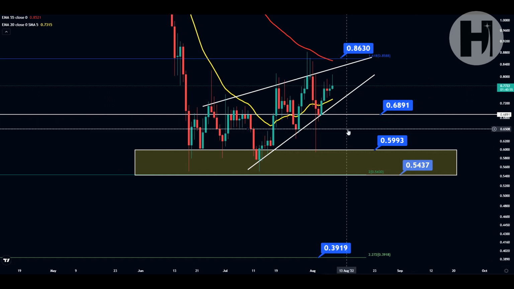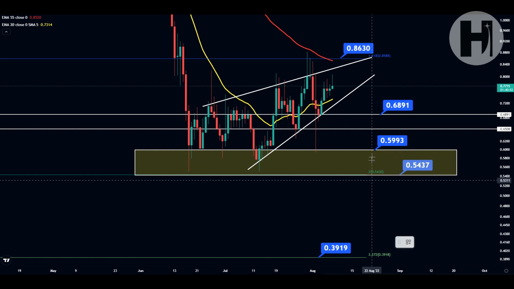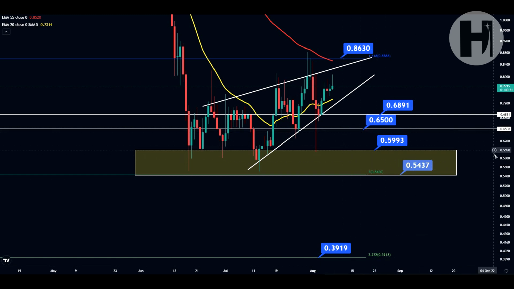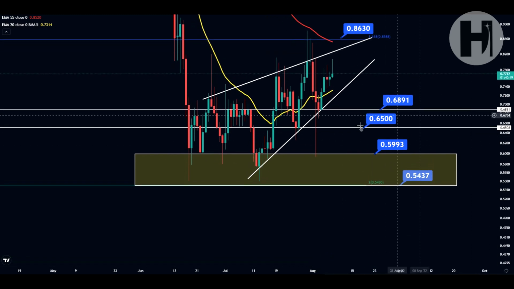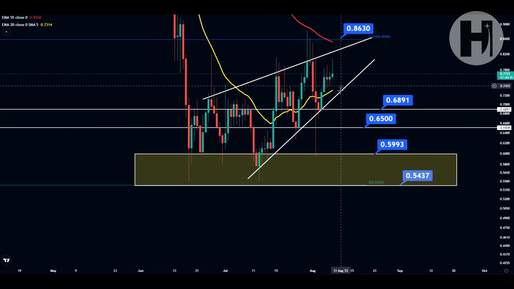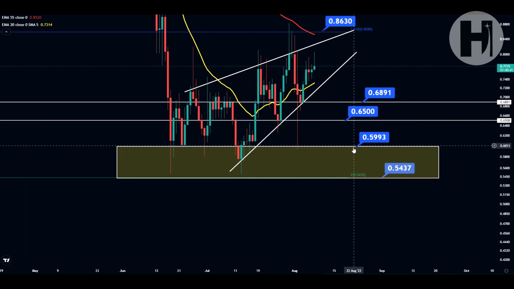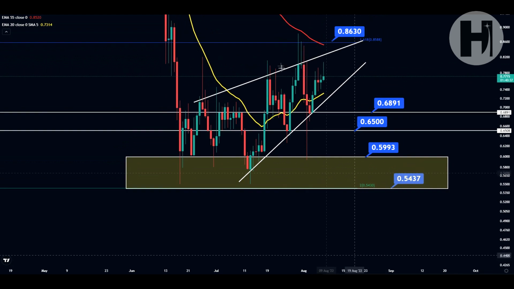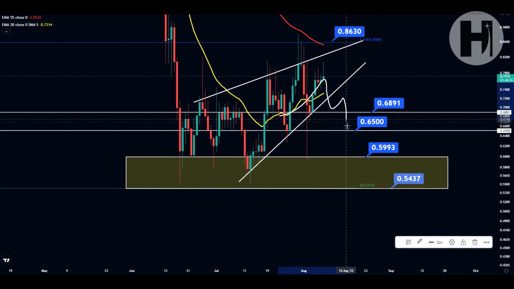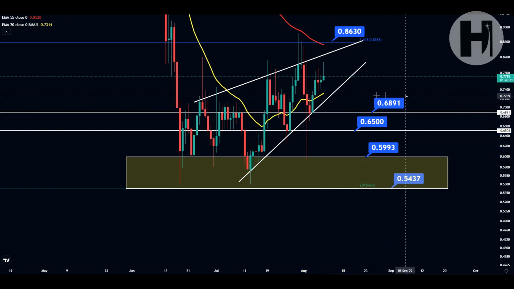And below that, we have another support level that we did hold as support at 65 cents. So these two levels are what I would target if we start losing the support of the wedge. Now, obviously, in a case of capitulation, you are potentially going to see GLMR drop all the way down into this buy zone. That's why never go all in at these prices, right?